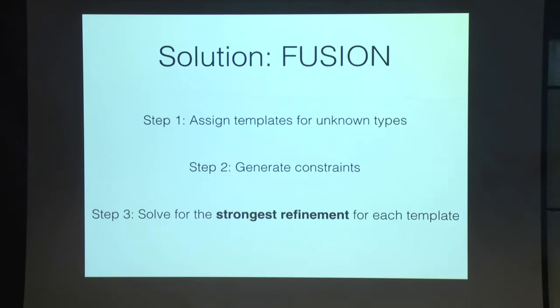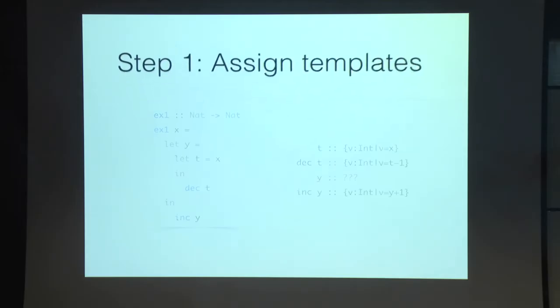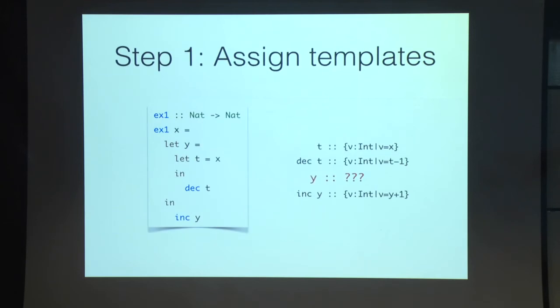We have 3 steps here: assigning templates, generating constraints, and then solving. And I'll explain what each of these are using those examples. So let's go back to example 1. So we had that y that we couldn't tell what the type was before. So let's just give it a temporary type, this template k. So it represents some unknown refinement.